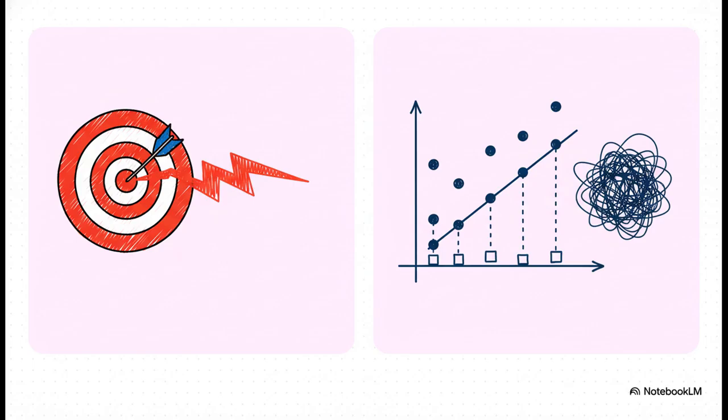For a yes or no classification, it uses binary cross-entropy, which really punishes the model if it's both confident and wrong. And for predicting a number, like a house price, it uses mean squared error, which just measures the average gap between the prediction and the real value.